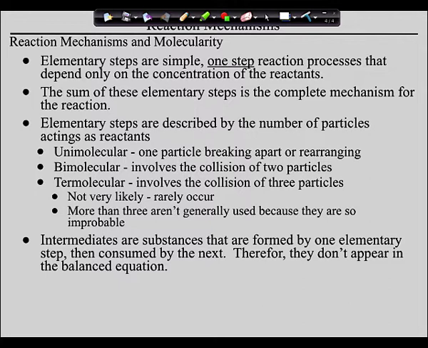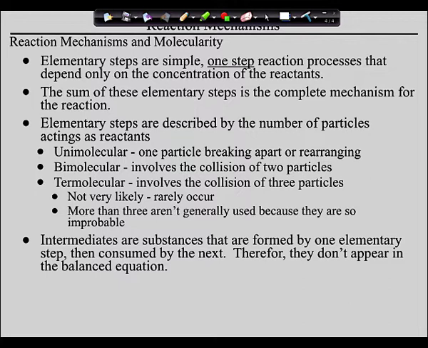Absolutely, because they could be created in elementary step 1, then elementary step 2 could create something that then reacts with them. Yeah, yep, for sure. Not typically they are, but if they're not, it doesn't invalidate the concept.